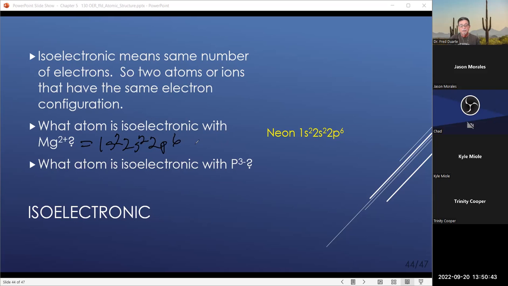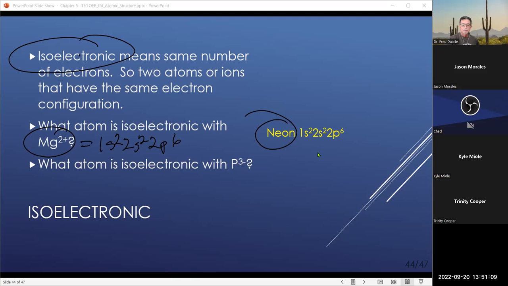Okay, so the magnesium ion, the cation, is isoelectronic with neon because they share the same number of electrons. They're not sharing protons; they have a different number of protons.